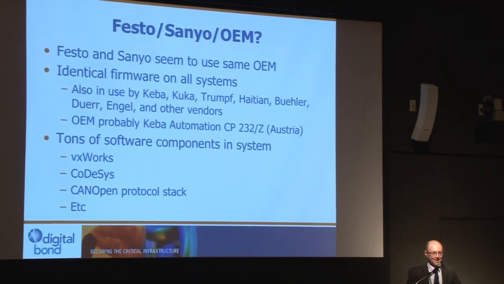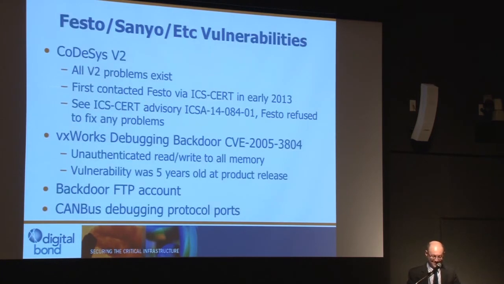So there are a lot of other components that go into this system. VxWorks, I mentioned, CoDeSys, which we're talking about, and there's also the CANopen protocol stack and some other third-party components that we can figure out from reverse engineering the firmware. And all of these have potential vulnerabilities. So the issues with the Sanyo-Denki PLC are the CoDeSys version 2 problems. All of the version 2 problems exist on this system. We can do all of the attacks that I showed earlier as issues.